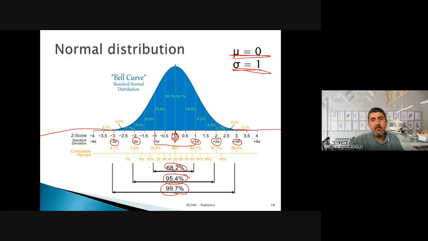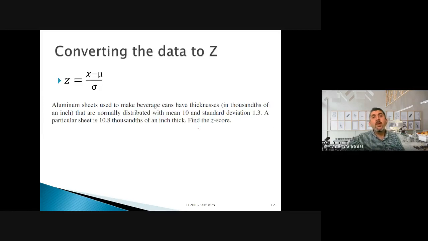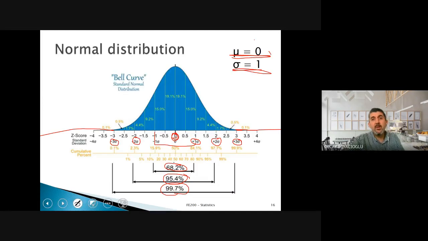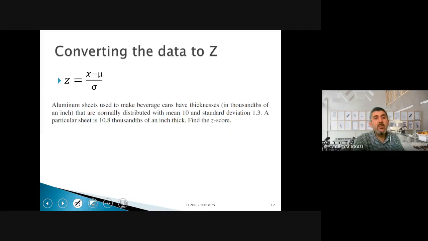By the way, like I said, any normal distribution we can convert into z-scores or the z-distribution table, with mu equal to 0 and standard deviation 1. For that, this is our conversion formula: z equals x minus mu divided by sigma, the standard deviation.